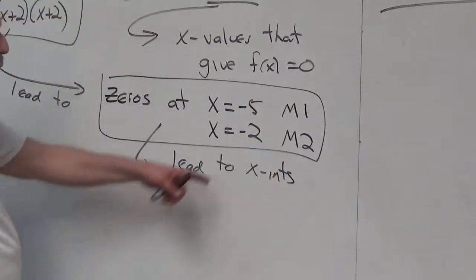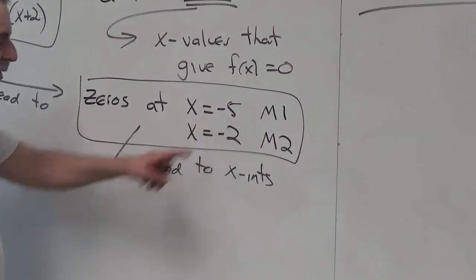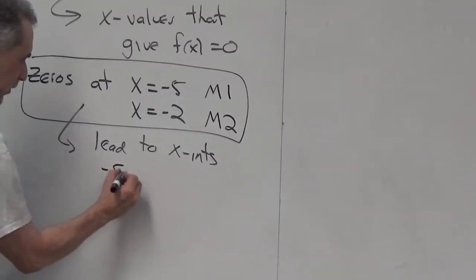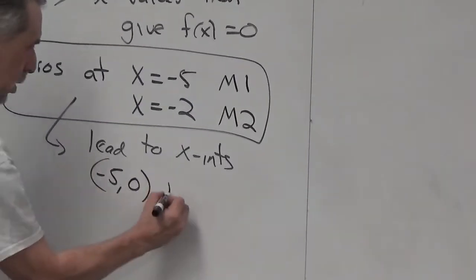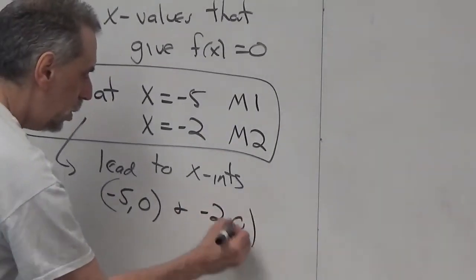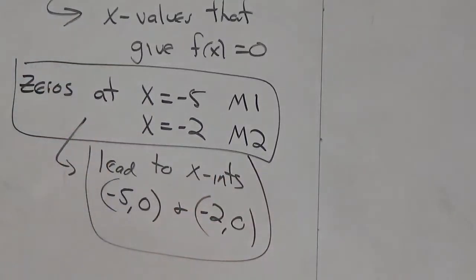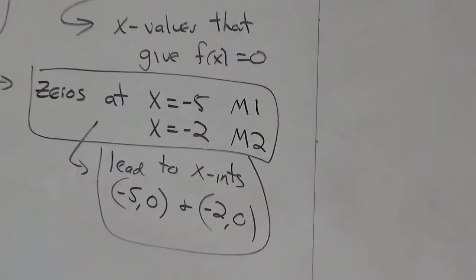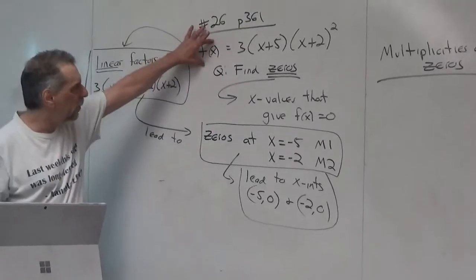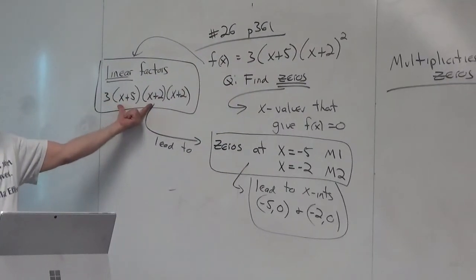All you do is put a y equals 0 in for each x. So x-intercepts are at (-5, 0) and (-2, 0). All right, so 3 different things. I want you to keep those things separate. If you're asked for the factors of a polynomial, this is what you're being asked for.